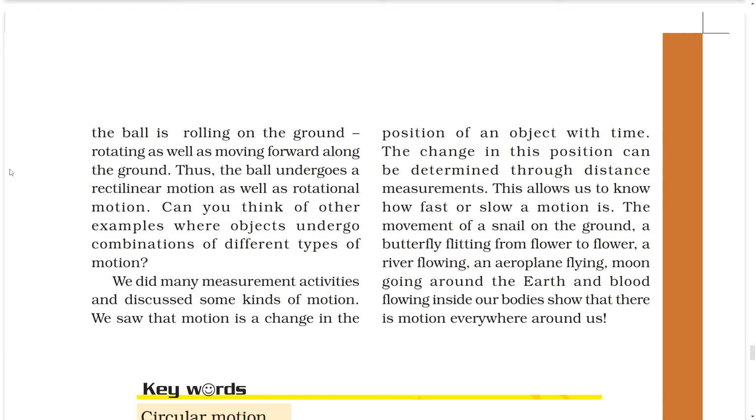We did many measurement activities and discussed some kinds of motion. We saw that motion is a change in the position of an object with time. The change in this position can be determined through distance measurement. This allows us to know how fast or slow a motion is. The movement of a snail on the ground, a butterfly flitting from flower to flower, a river flowing, an aeroplane flying, moon going around the earth, and blood flowing inside our bodies, so that there is motion everywhere around us.